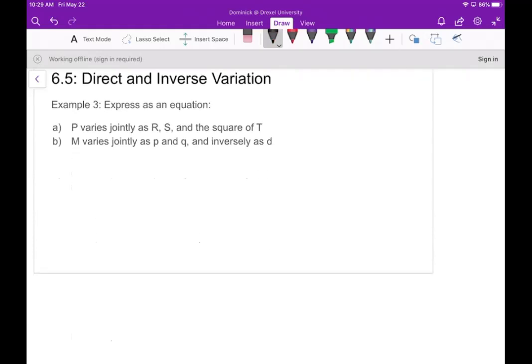Right. So as an equation, in part A, we have that P varies jointly as R, S, and the square of T. So that just means that P equals K times the product of R, S, and the square of T. So we could write this as P equals K R S T squared. And of course, if we had some other information, we could solve for K, but in this case, that's as best we can do.